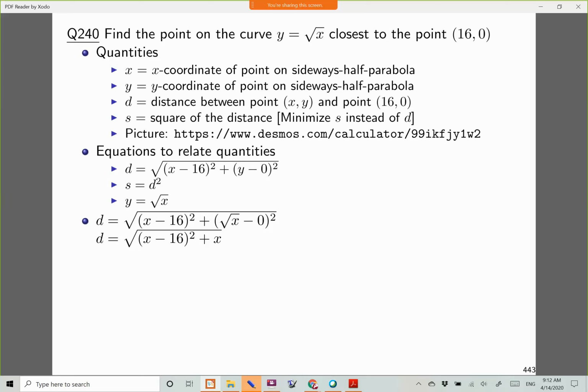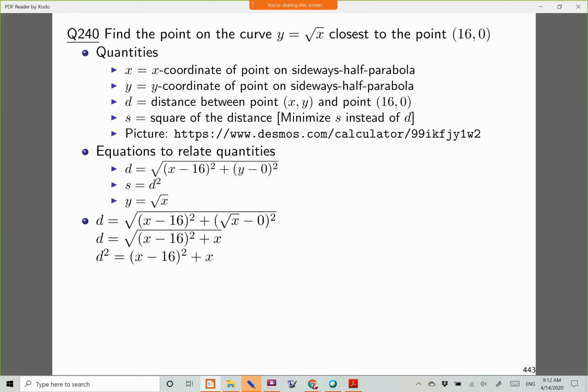Now, again, I don't want to minimize d. Look, there's only one variable over here, and we could differentiate this, but it's just painful because of the square root sign. You can differentiate this, you just need the chain rule. It might be easier if we square both sides.